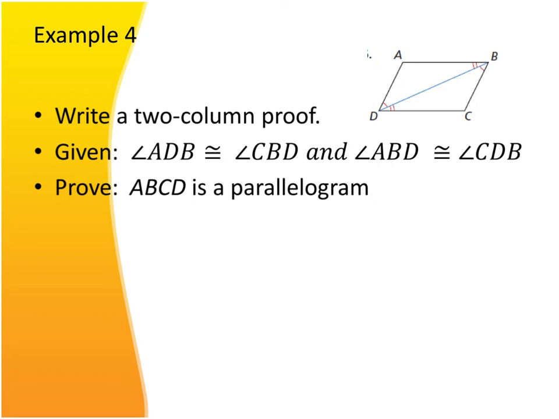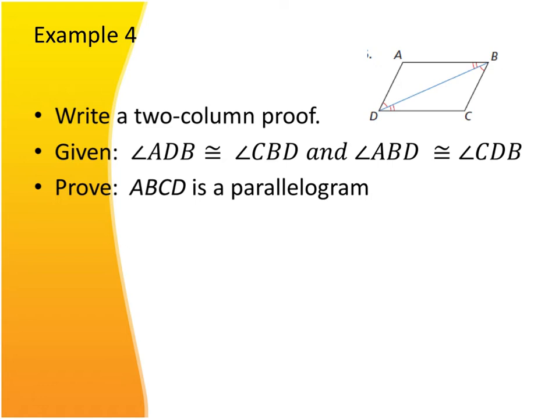Some of them might be a little bit more complicated where we may have to show that we have congruent triangles, and then from there we can show some more congruent pieces. But let's go ahead and see what we got here. So our picture's already labeled for us. It was given that ADB and CBD are congruent angles, and ABD and CDB are also congruent.